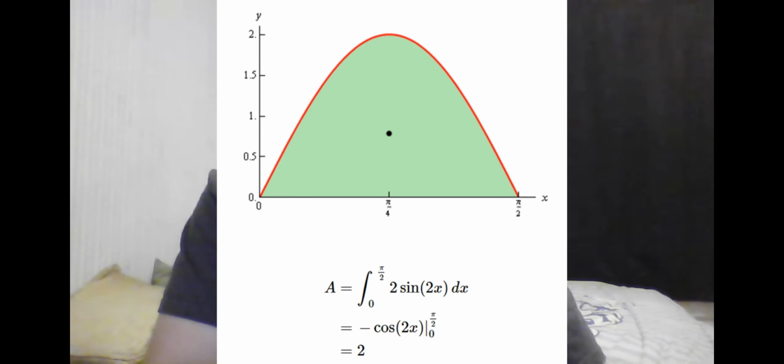We get the indefinite integral as negative cosine of 2x, and plugging in and subtracting the indefinite integral at the point specified, we have 2 as our final answer.